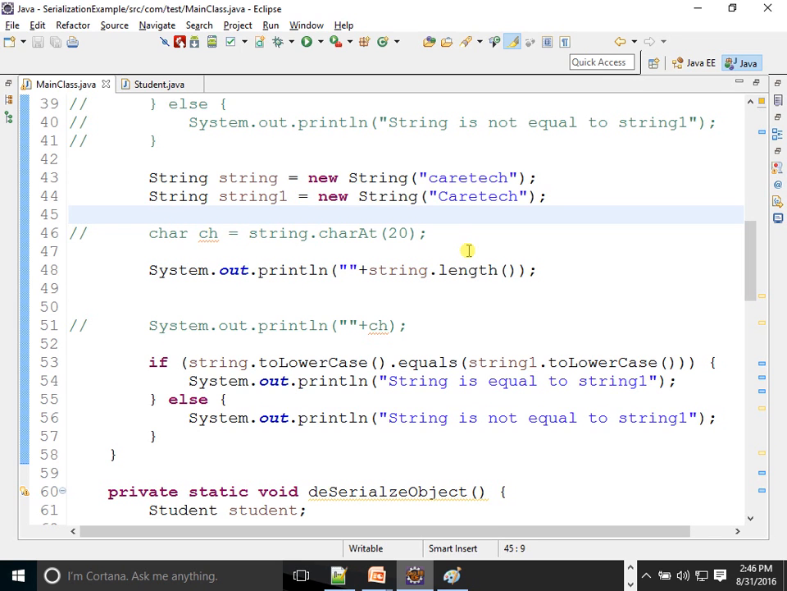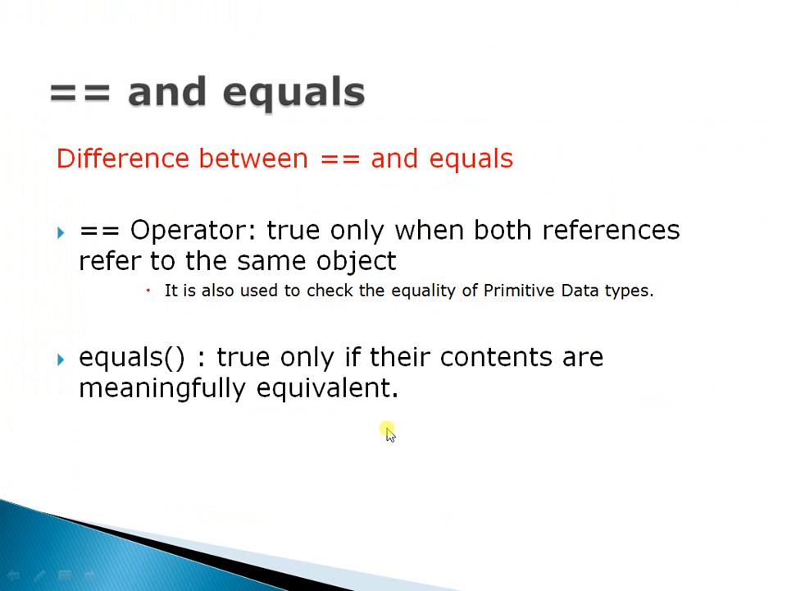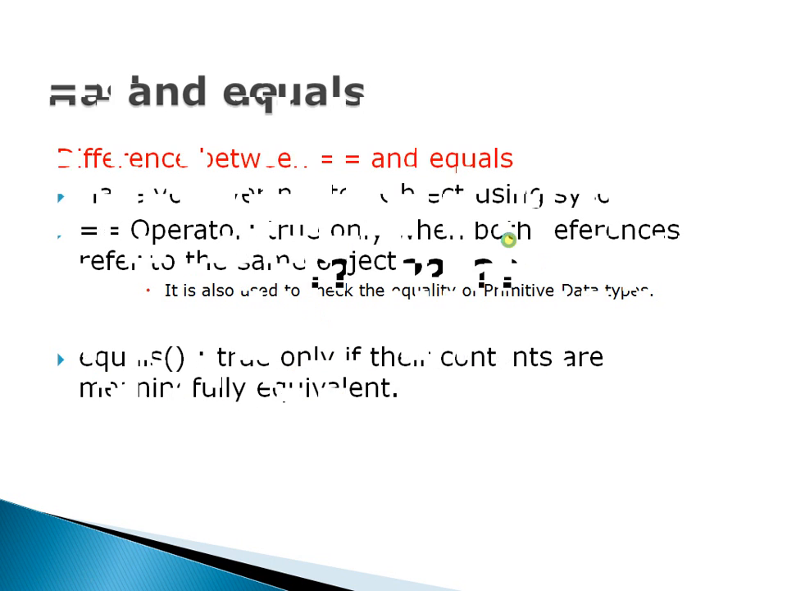We have already seen the difference between StringBuffer and StringBuilder, right? Okay, then we can proceed from there. What is the difference between double equal to and the equals method? Double equal to is true only when both references are referring to the same object, or if you are comparing primitive data types. But the equals method is true only if contents are meaningfully equivalent.